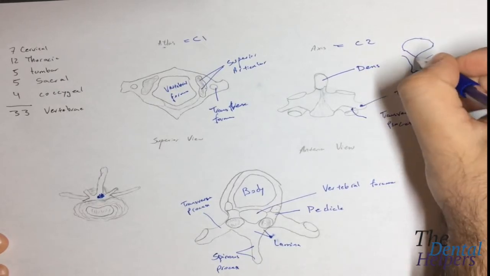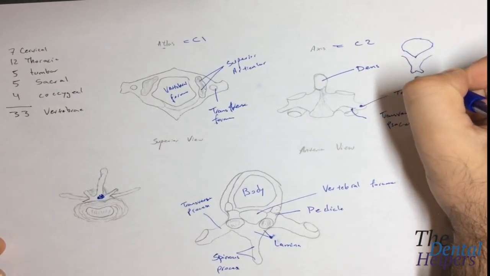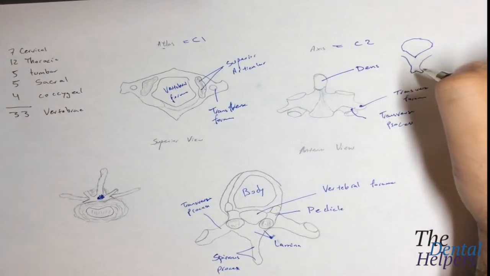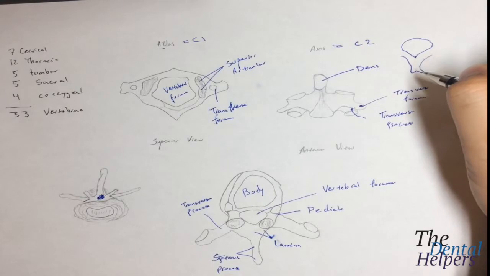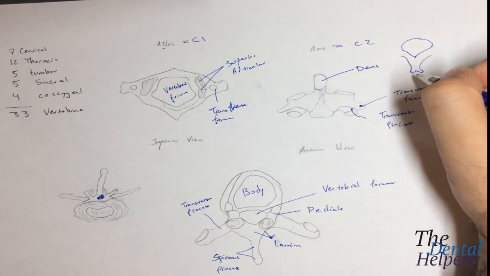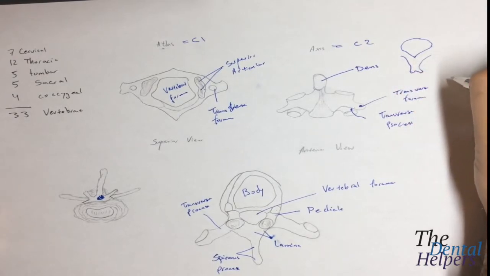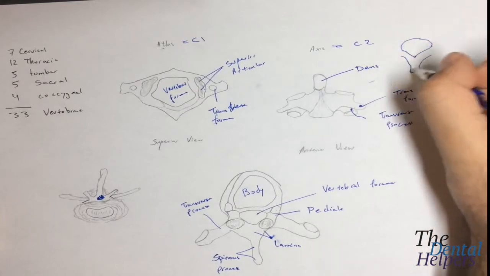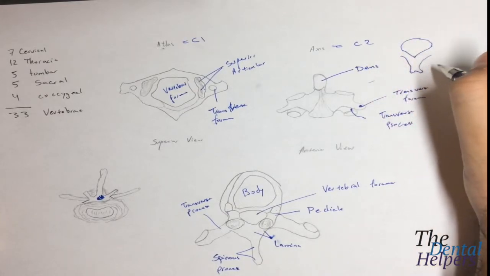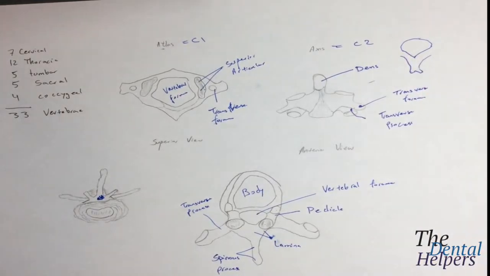And usually the spinous process is what's going to extend from the vertebral foramen. And the spinous process is typically the site where you're going to have ligaments and muscles attach, and this is also going to allow for the movement of the head. This is also something that's going to be seen throughout the other vertebrae.